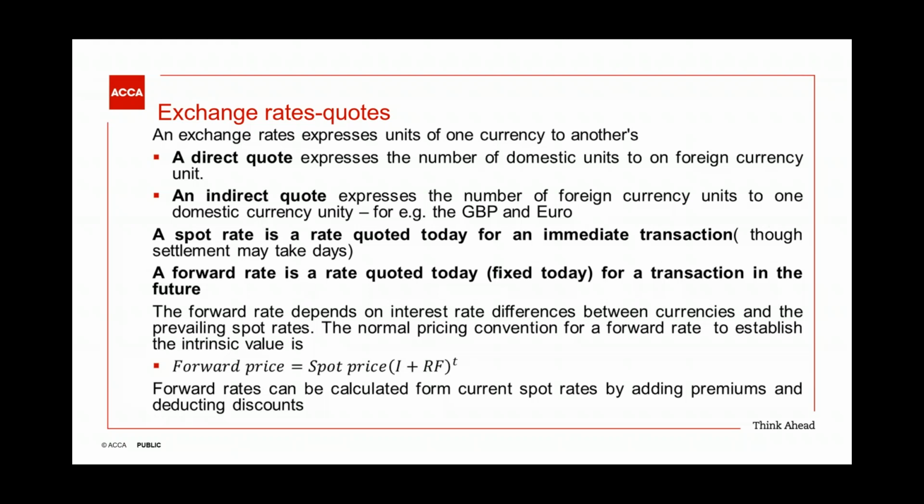Again, big difference between what we call spot rate. So a spot rate or spot is right now. A spot rate is a rate quoted now for an immediate transaction, but settlement can take 2-3 days. A forward rate is a rate quoted today, but for a transaction in the future. So that's what a forward contract is. And generally there are ways to price forward contracts. So in your exam, pricing a forward contract, your examiner asks you to use interest rate parity for you to work a forward rate.